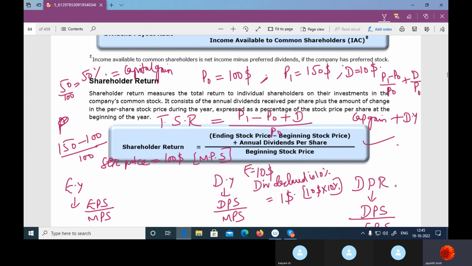So your return is not only the capital gain you get. Your return is also the dividend you get on the shares. Understood? Apart from your capital gain, you should also get the dividend yield. It is not only the earnings yield which is important, dividend yield is also important. That's what I wanted to explain. Here earnings yield is not there, capital gain is there purely.